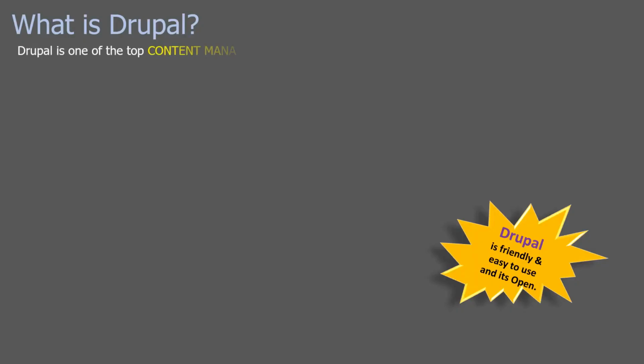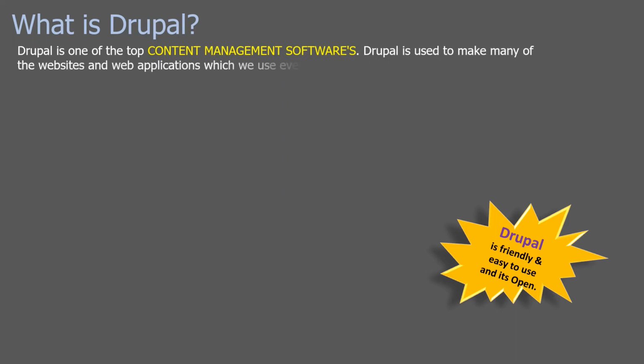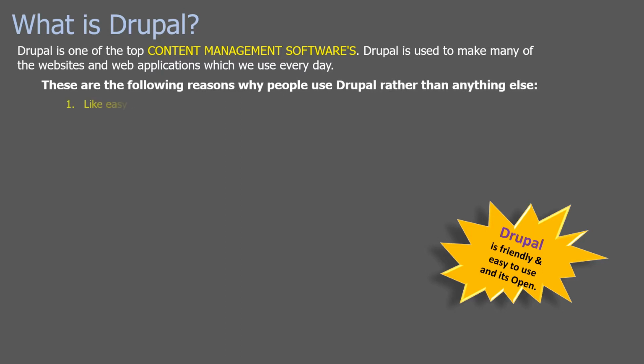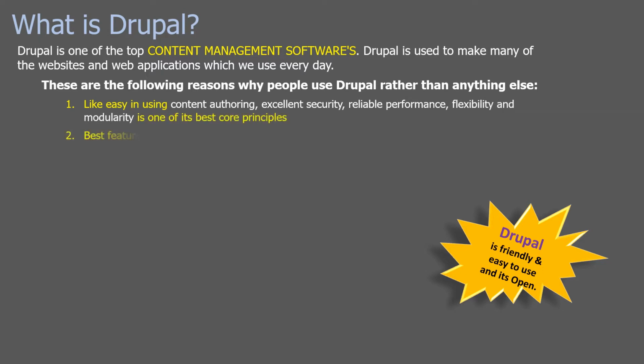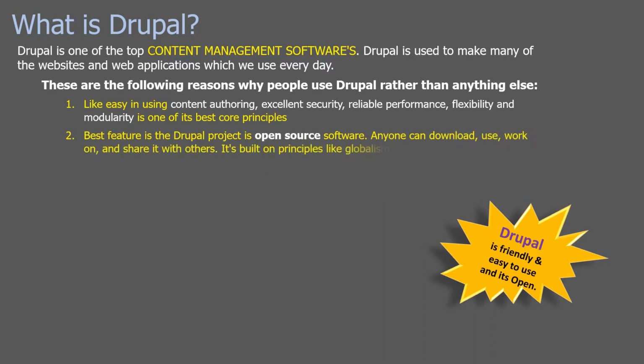What is Drupal? Drupal is one of the top content management software. Drupal is used to make many of the websites and web applications which we use every day. Like easy-to-use content authoring, excellent security, reliable performance, flexibility, and modularity, which is one of its best core principles. The best feature is that the Drupal project is open source software.